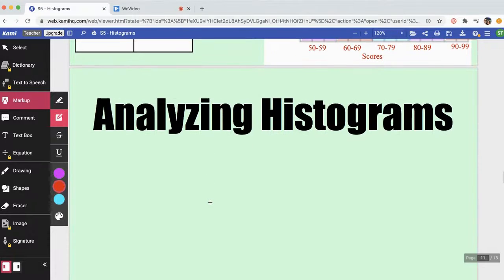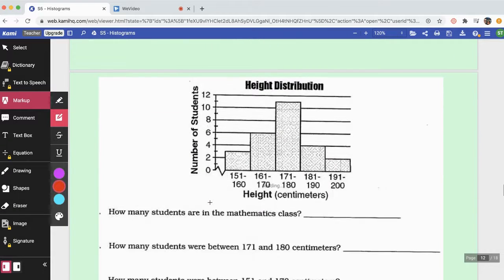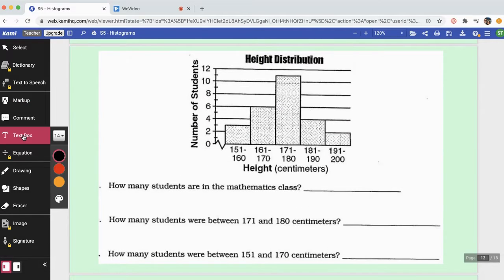We're going to look at some already made ones and see if we can tell what information they're giving us. So here is one that is some height distribution. Here are the heights in centimeters of some students, and here's the number of students who fell into that category. Now again, we can't tell exactly what the heights of the students were. We only know that they were in between this range. So it asks us, first of all, how many students are in the mathematics class? So we need to look at how many students are in each interval and add them together.